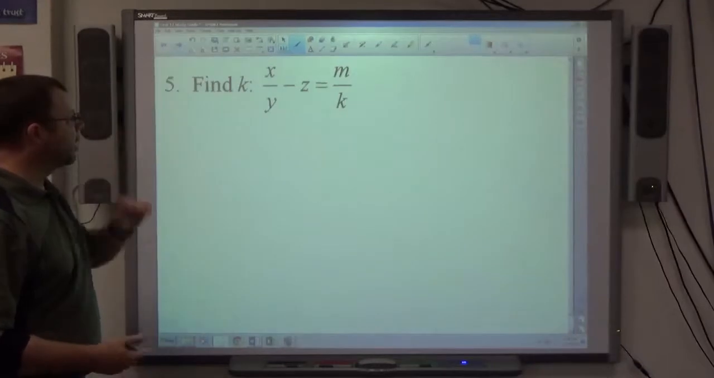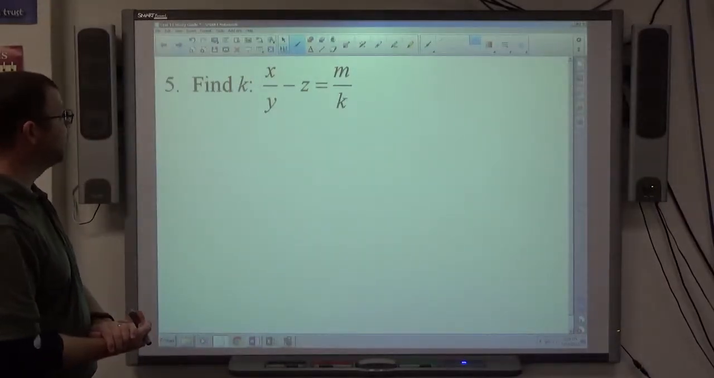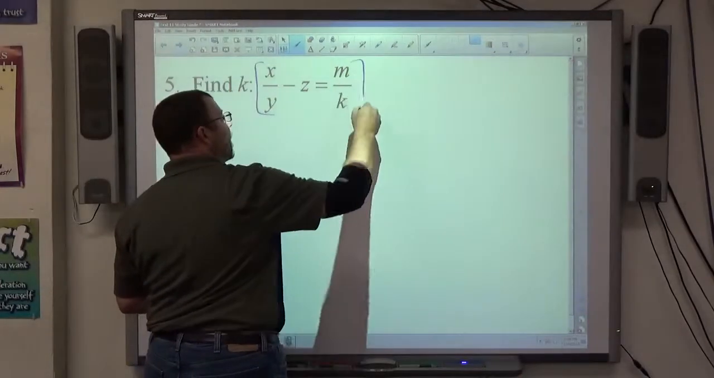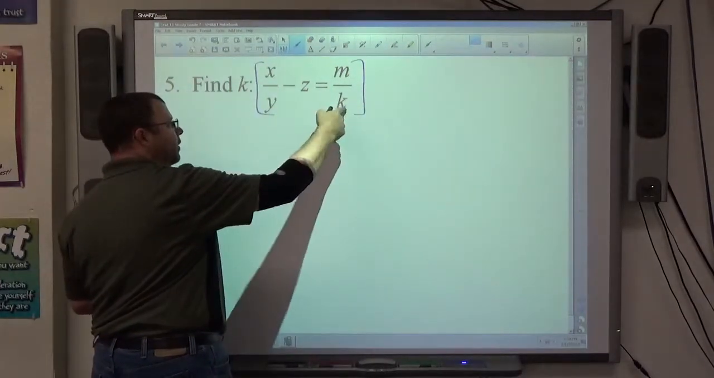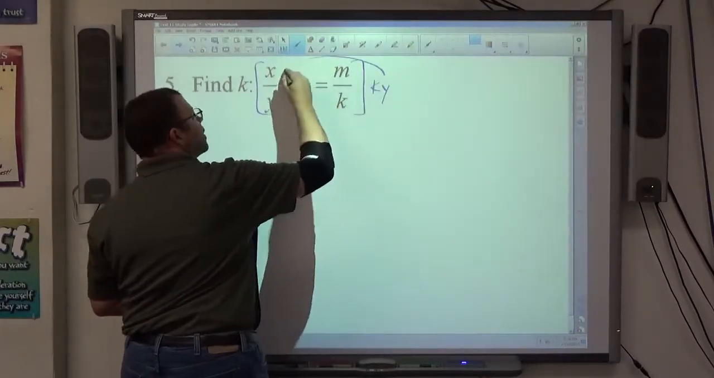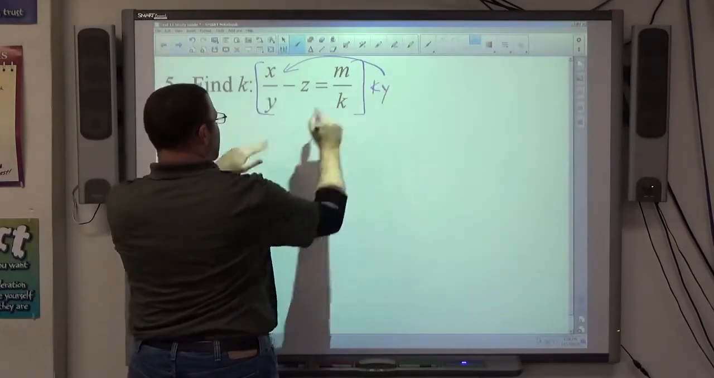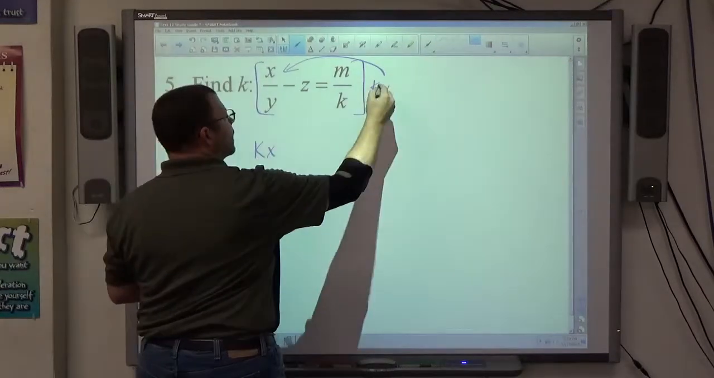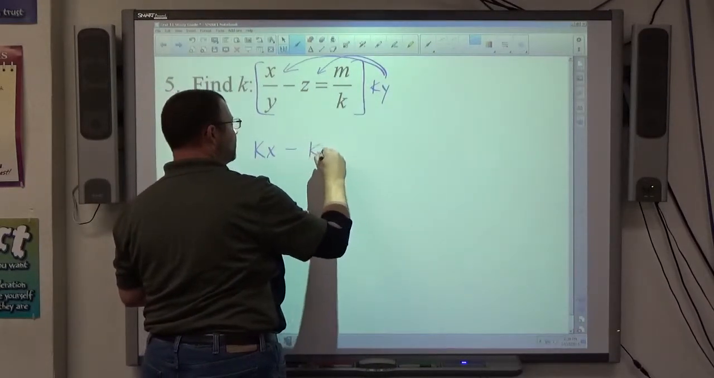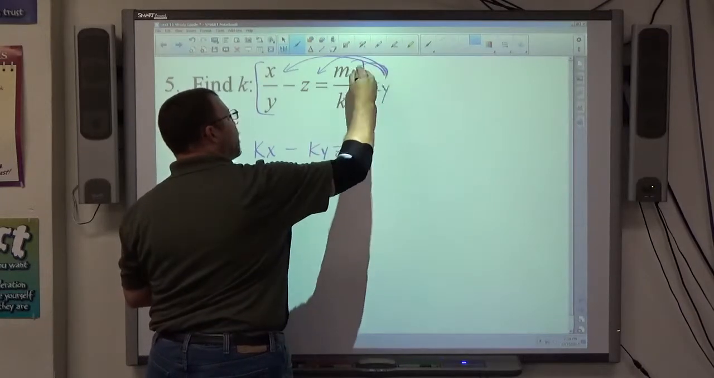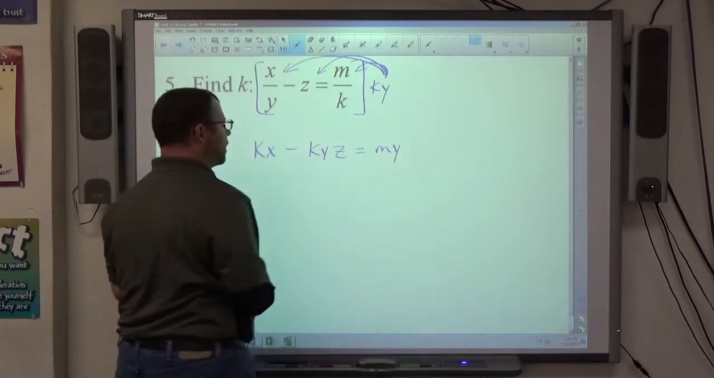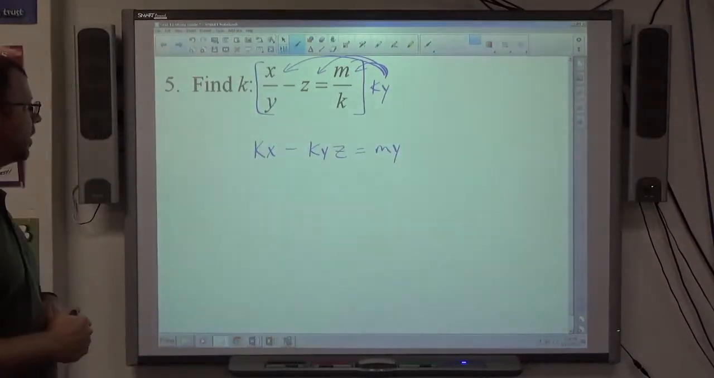Number 5, same idea, pretty much the same difficulty. X over y minus z equals m over k. The least common denominator here of k and y is ky. Multiply ky times x over y, the y's canceling, gives kx. Ky times minus z, that's not a fraction, so I just get minus kyz. And ky times m over k, the k's canceling, gives my. Kx minus kyz equals my.